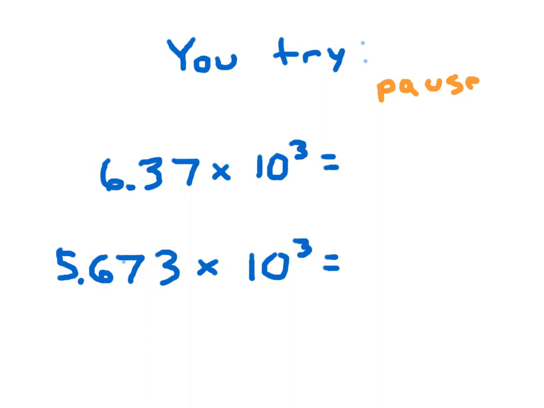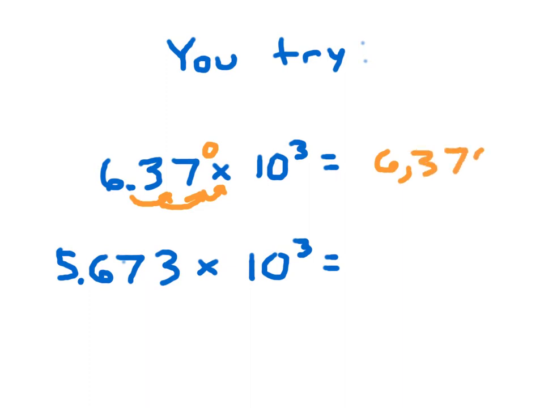For the first problem, we're moving that 1, 2, and we're going to need to have a 0 as a placeholder to move it 1 more place. So that answer is 6,370. I can see how you might have written 637. That would have been 6.37 times 10 squared though. You needed to move that decimal point 3 places.